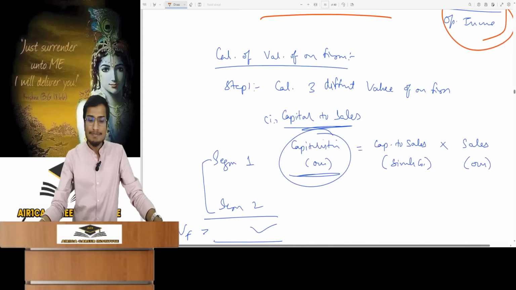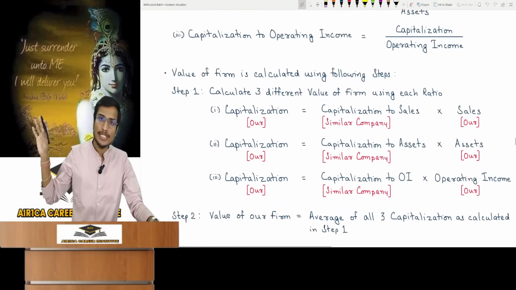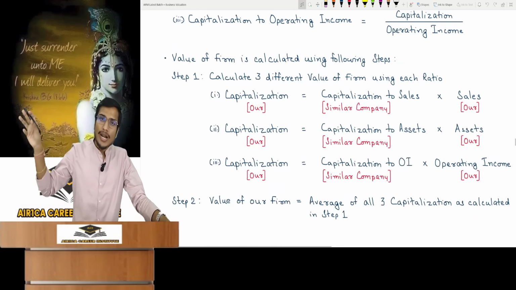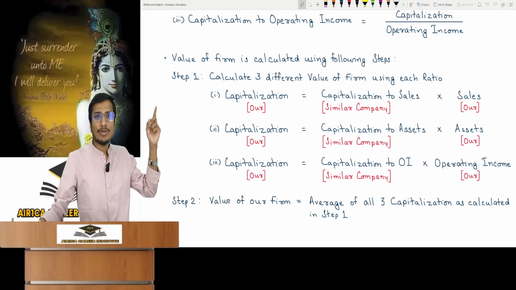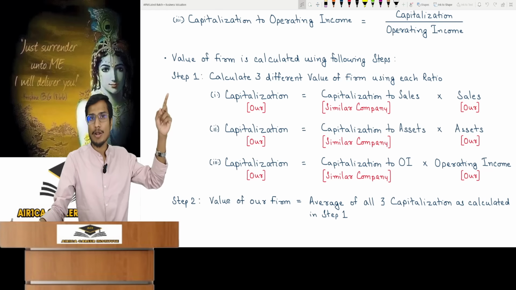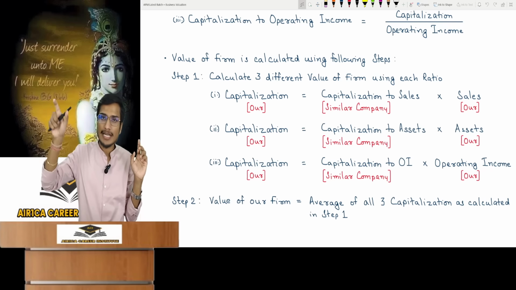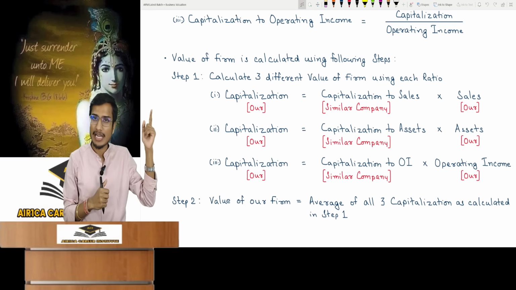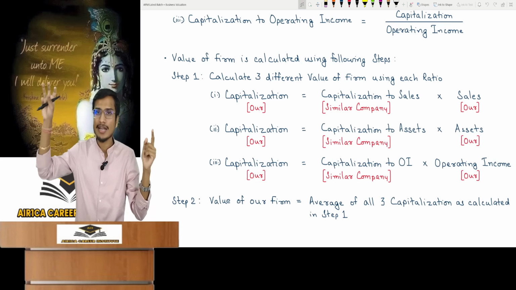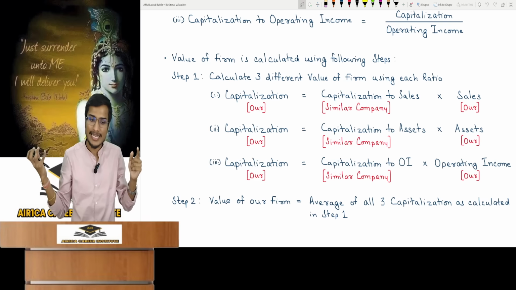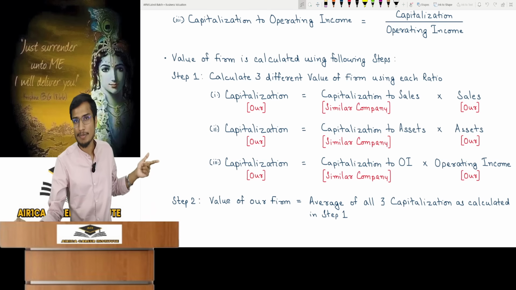So what do you have to do? First step. Your very first task will be to take these 3 ratios from a similar company. And for each segment, you apply it to the value of each segment. You will get 3 different firm values from the 3 ratios. Then let's take capitalization to sales first. For segment 1, apply the capitalization to sales ratio to its sales to find its capitalization. Similarly, calculate segment 2's capitalization using the sales ratio. Totaling them gives the firm's value. Finishing the first ratio, find the firm's value using the second and third ratios.